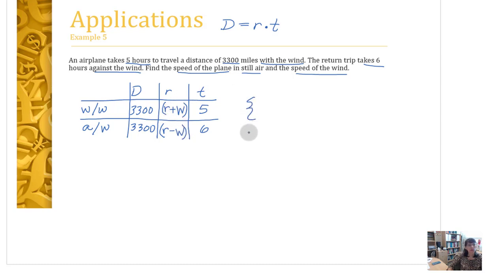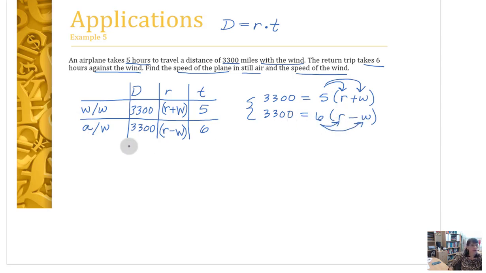So I can form a system of linear equations in two variables with this information using our formula, distance equals rate times time. The first equation is 3,300 is equal to 5 multiplied by (R plus W). The second equation is 3,300 equals 6 times (R minus W). I did switch the order of time and rate just because it's more standard form to see this single value written in front of a quantity. So what we'll need to do next is actually distribute 5 to this quantity and distribute 6 in this other equation. So when I rewrite those, I'll have 3,300 is equal to 5R plus 5W for that first equation. In the second equation, I'll have 3,300 equals 6R minus 6W.